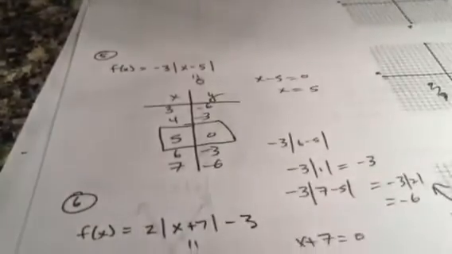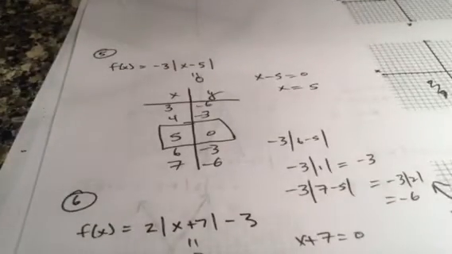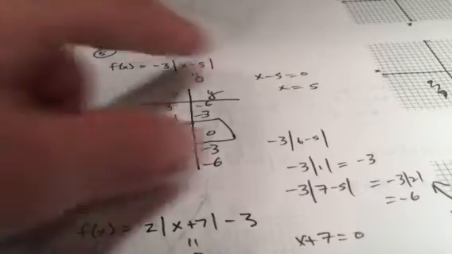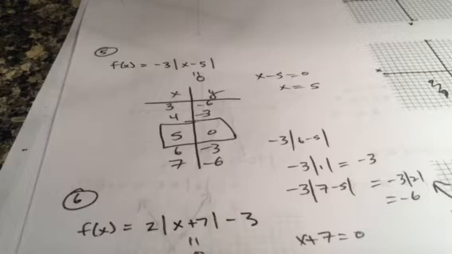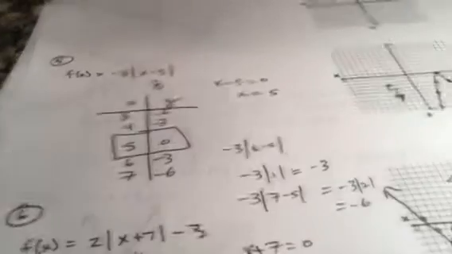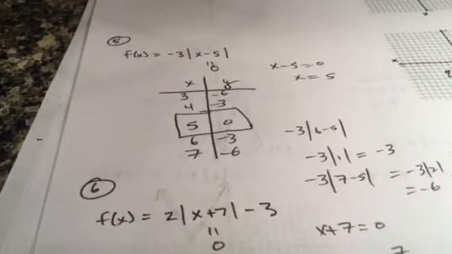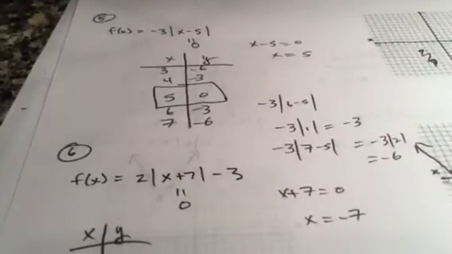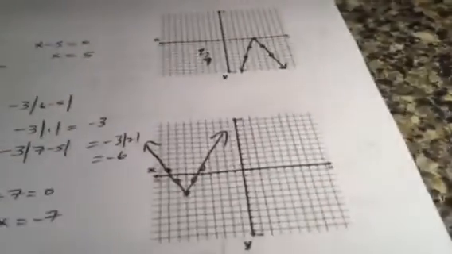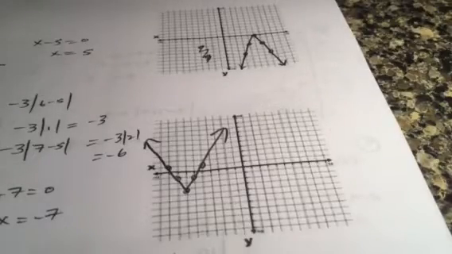All right, next page, page 10. Number 5 there, set what's inside the absolute value equal to 0. You get 5. 5 comma 0. Nothing out here on the outside. Go 1 to the right, 6, 1 to the left, 4. Plug in 6, and you get negative 3. So same value as when you plug in 4. Plug in 7, you get negative 6. Same thing as when you plug in 3. It makes a V upside down because of that negative 3 on the outside.